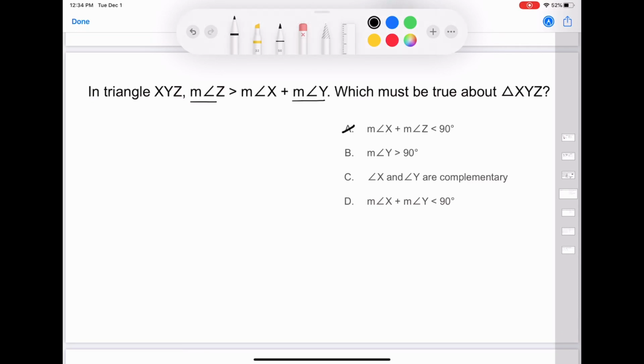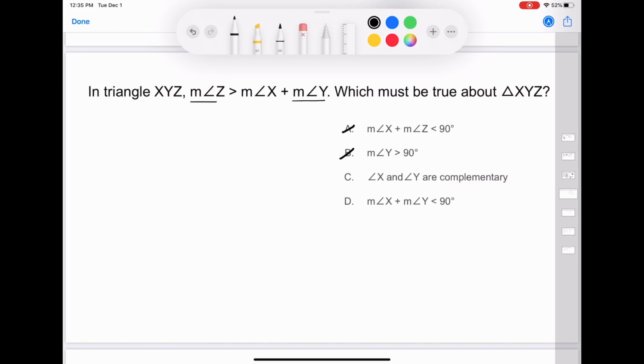The measure of angle Y is greater than 90 degrees. Well, that's kind of similar to the scenario that we just discussed. If the sum of the measure of angle X and angle Z is less than 90 degrees, then our measure of angle Y would have to be greater than 90 degrees, because we need to get to 180 degrees inside the triangle. And so that basically is just a reiteration of the scenario that we just saw. So we know that's not our answer.